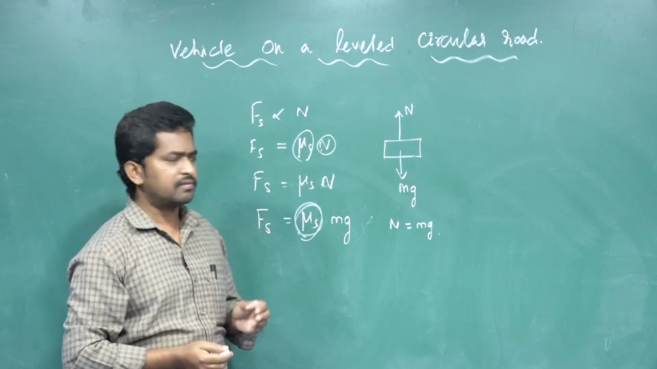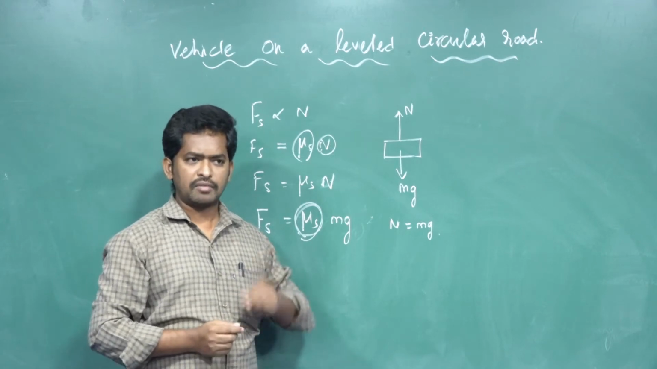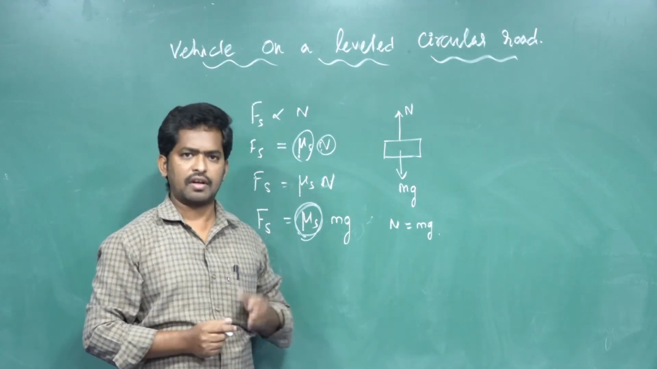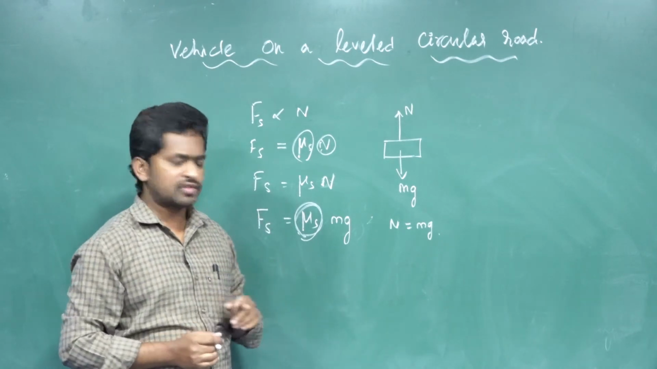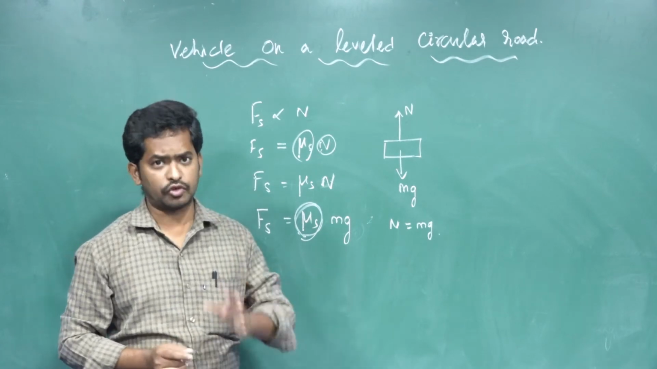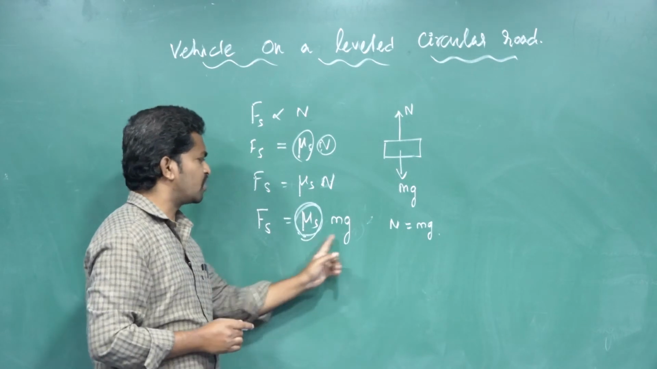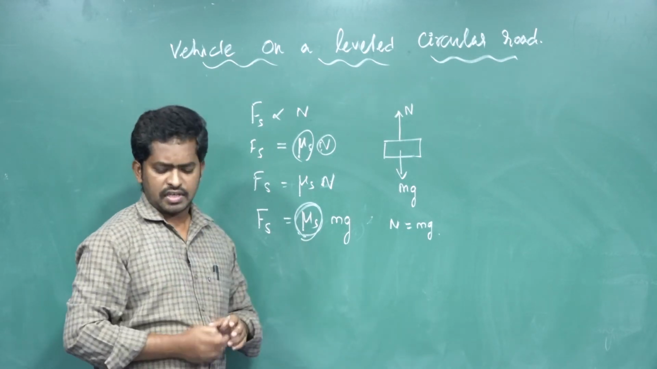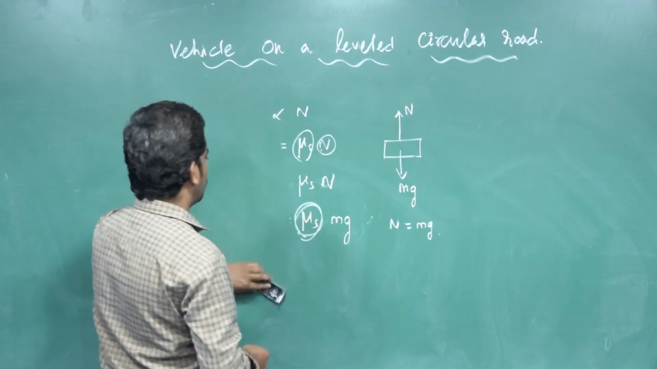Particularly on a circular road, the velocity of the object, or the velocity of a car or any vehicle, mainly depends on the mu s value, the coefficient of static friction. That is the main important thing. Fs is equal to mu s into mg. Our topic is vehicle on a level circular road.